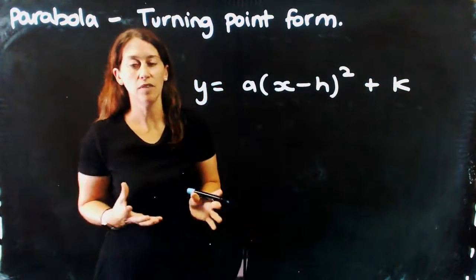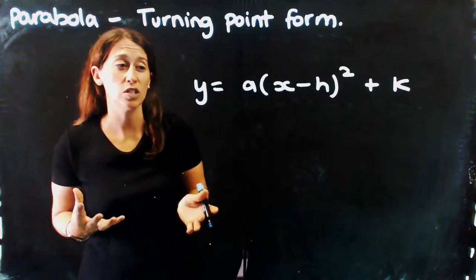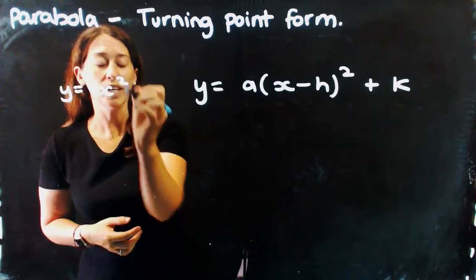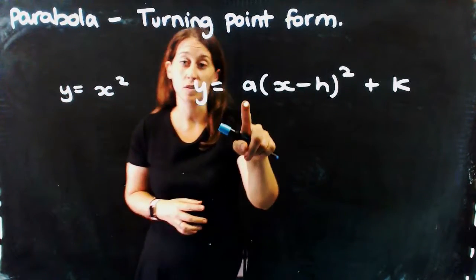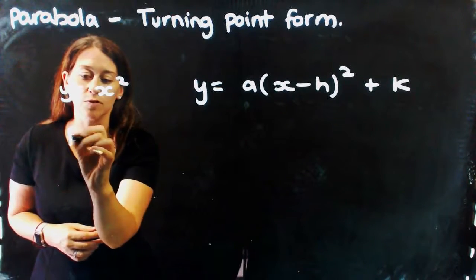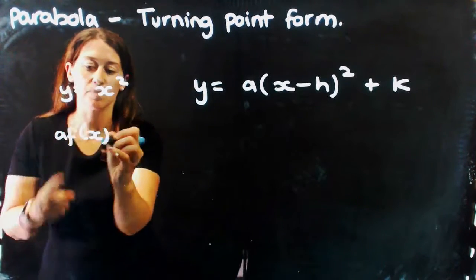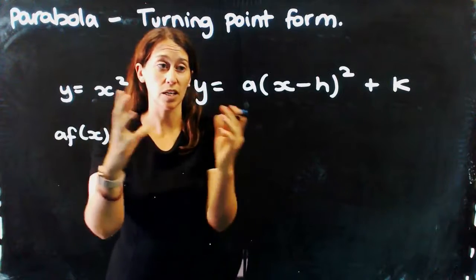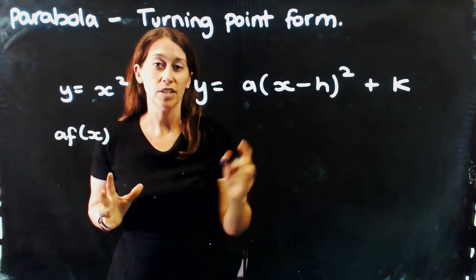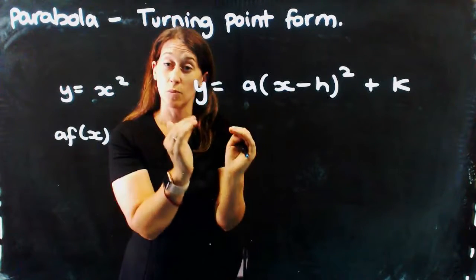Now if we have a look at what kind of transformations have occurred from a basic graph of y equals x squared, we can see that there has been a dilation factor. Remember, anything that's a dilation factor is in the form of a f of x. So we can see there is an a in front of the x squared part. We can also see that there is a horizontal shift because it's in the bracket.